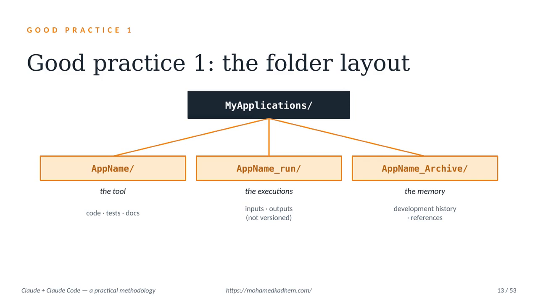First good practice, a specific folder layout. We recommend a parent directory, call it My Applications, or whatever fits your conventions, containing 3 subfolders per project. First, a folder with the application name, which holds the code and the tool itself. Second, a folder with the application name followed by Run, which holds concrete executions, real input data, real outputs. Third, a folder with the application name followed by Archive, which holds the project memory, starting discussions, block summaries, retrospectives. 3 folders, 3 purposes, no overlap.